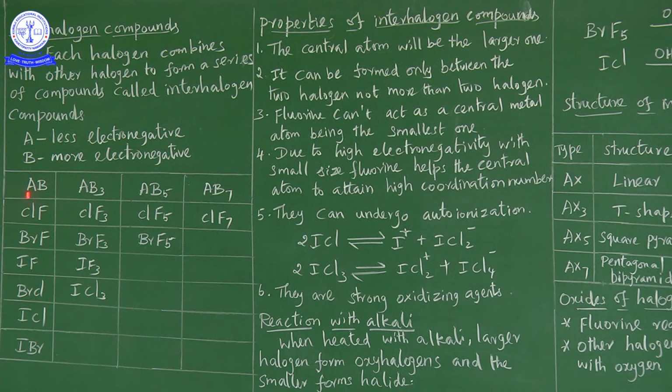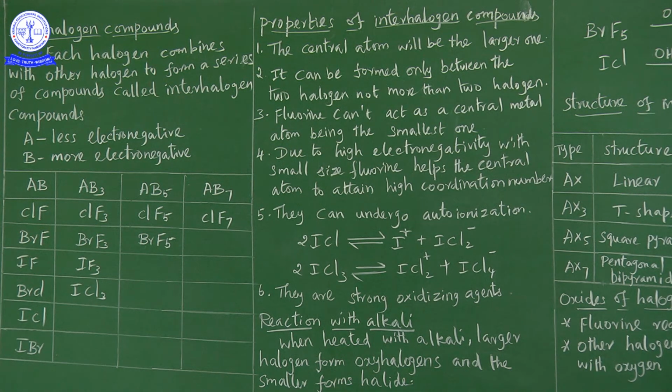So அதில் first AB type ல என்ன இருக்குன்னா, ClF, BrF, IF, BrCl, ICl and IBr. So how the interhalogen compounds are formed? The less electronegative element can combine with the more electronegative element, it forms the interhalogen compounds. இப்போ less electronegative element என்ன பண்ணுது, more electronegative element கூட combined ஆகி interhalogen compounds ஃபார்ம் பண்ணுது.